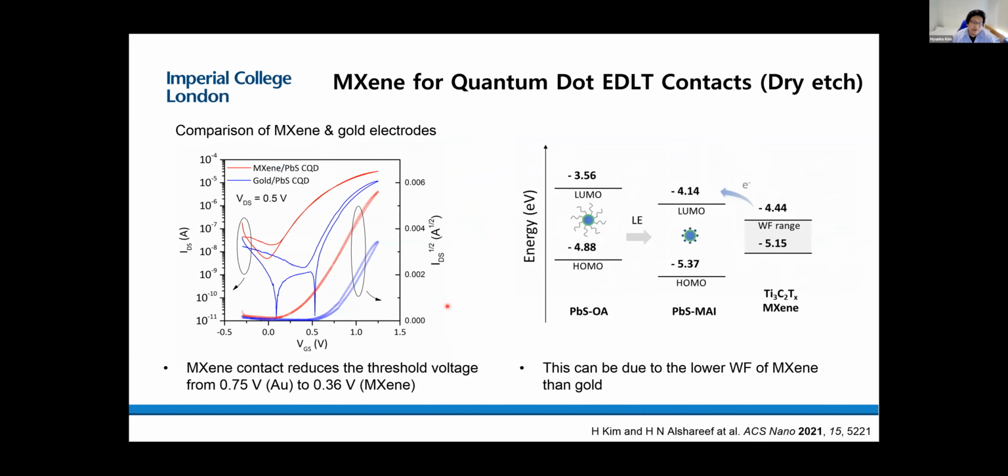Comparing this device with a gold electrode, we clearly see a reduction in the threshold voltage. And this could originate from the lower work function of MXene. It is 4.44 in ultra-high vacuum, and that gives a smaller barrier to the 4.14 LUMO of the lead sulfide quantum dot treated with metal ammonium iodide.